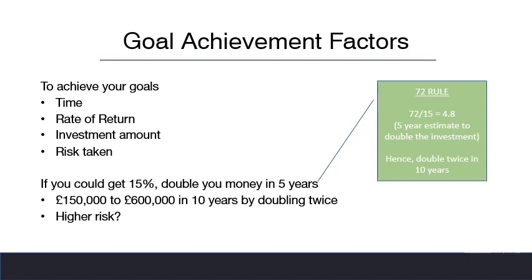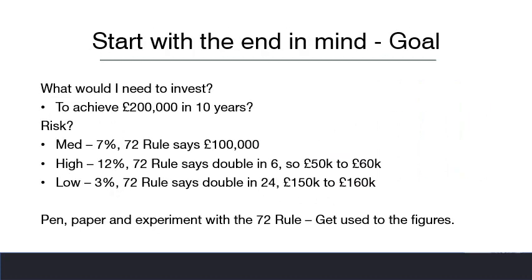Therefore, they could double the £150,000 to 600 twice. In other words, they can do it in 10 years. At 15%, they double in 5. Another 15%, they double in a second 5. So don't forget, this is all about starting with the end in mind. Set a goal. Once you've got a goal for your client, you focus on the shortfall, making sure that shortfall shrinks.